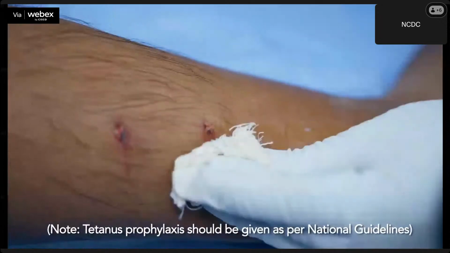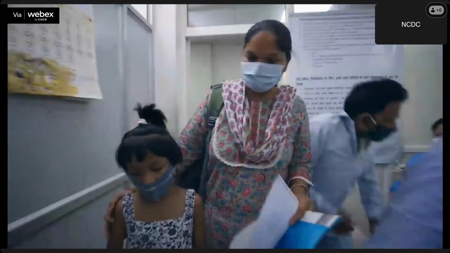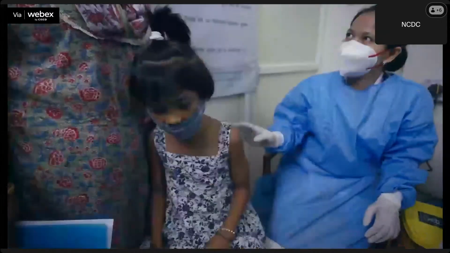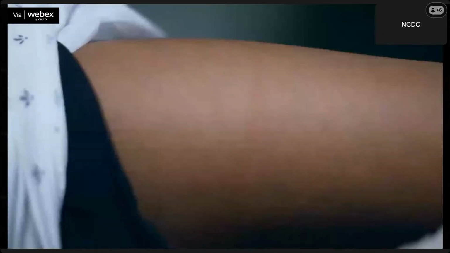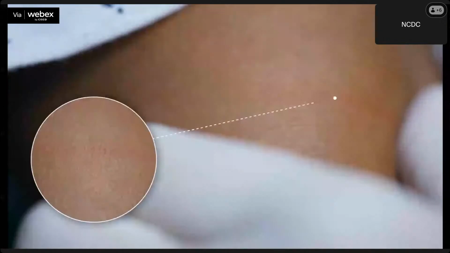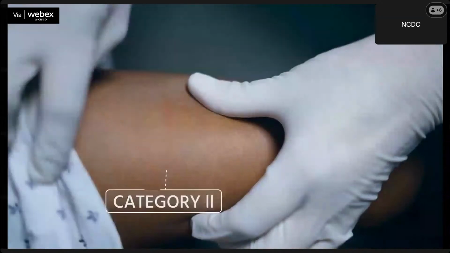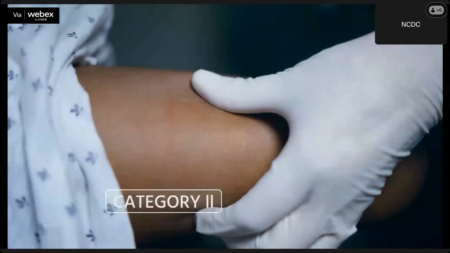Let us look at another case study. Sonakshi is here with her mother. She has a small dog bite on her left thigh. It seems like a nibble on the skin and is a superficial, non-bleeding scratch made by the dog. This type of exposure falls in category 2 for appropriate rabies treatment.